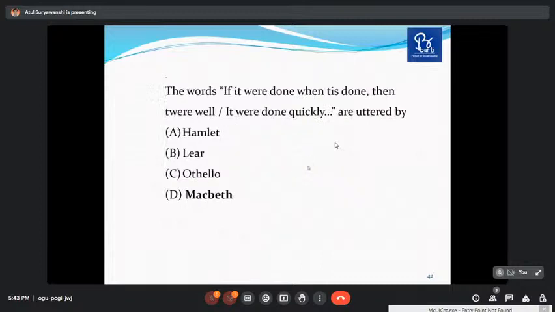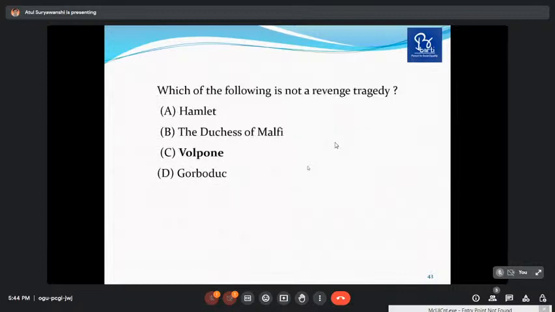So the next question here in this series. The words "If it were done, when 'tis done, then 'twere well it were done quickly" are uttered by Hamlet, King Lear, Othello, or Macbeth. So these are the words uttered by Macbeth, written by William Shakespeare. Which of the following is not a revenge tragedy? Is it Hamlet, The Duchess of Malfi, Volpone, or Gorboduc? So as the answer has been pinpointed, focus here: Volpone, or The Fox, written by Ben Jonson, is not a revenge tragedy.